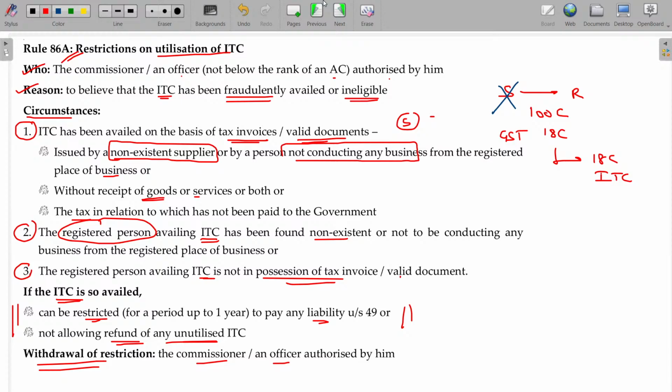This is the reason the supplier is now compelled to pay this 18 crore to the government to get it, and he has to upload the document. You understand why these two come? The tax in relation to which has not been paid means he has to pay only then claim, and documents should also be uploaded. That's what Section 86A is about.